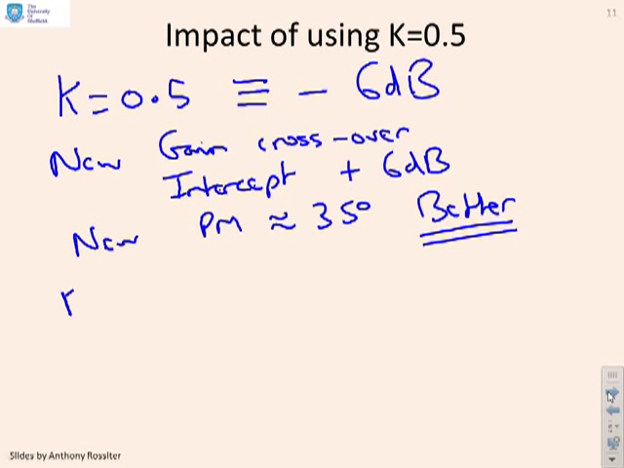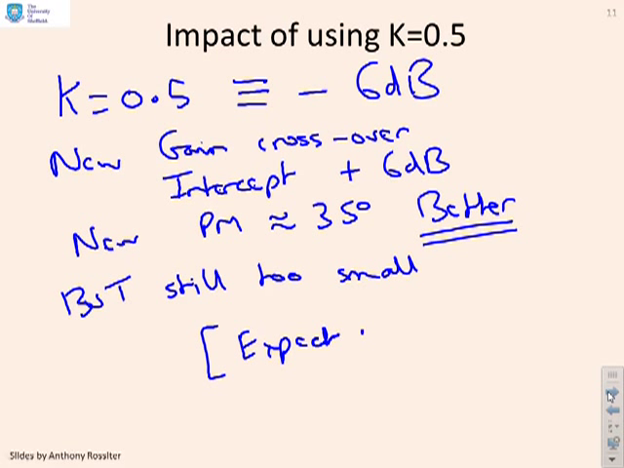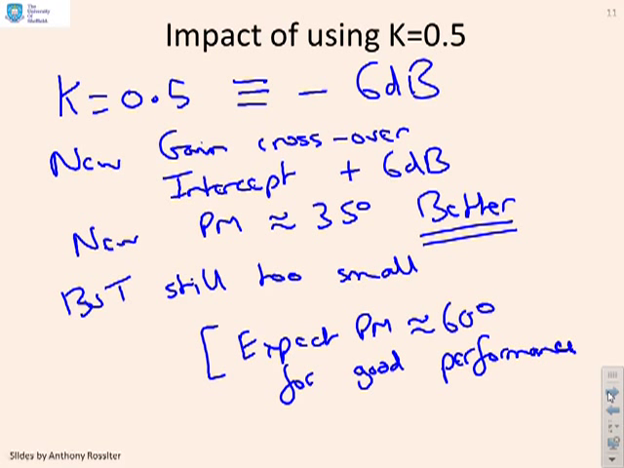Okay? But still too small. Alright, so the key thing here is to demonstrate how you got the new margins. That's key. But also give some comment. And the comment here is that while you've improved the margins, they're still not big enough. Okay? And you perhaps could add, we expect a phase margin of approximately 60 degrees for good performance. It's always worth stating something like this so the examiner knows what scale you're using for good and bad.